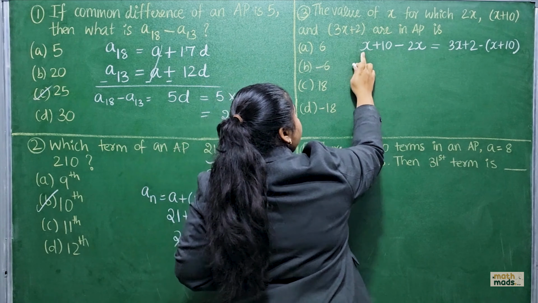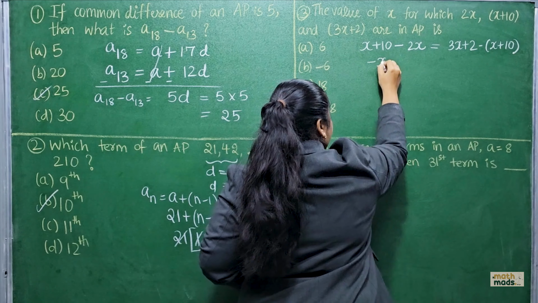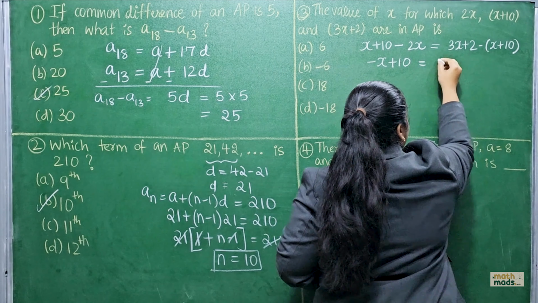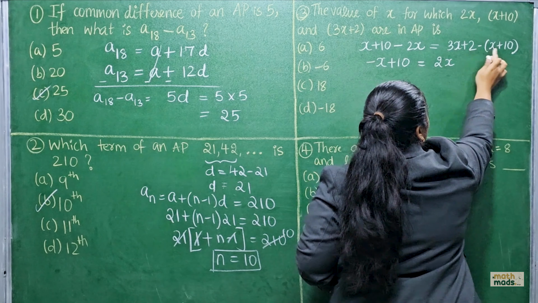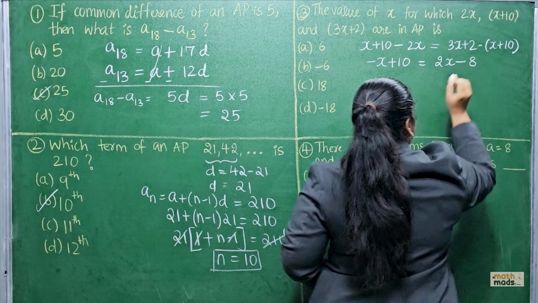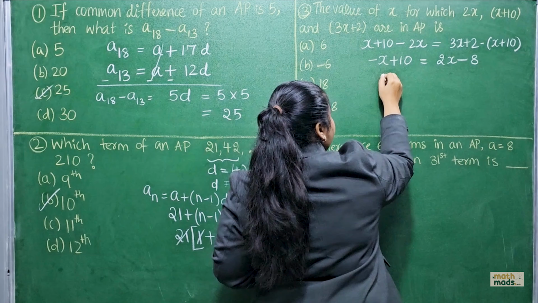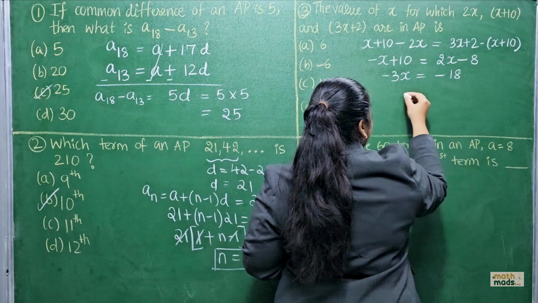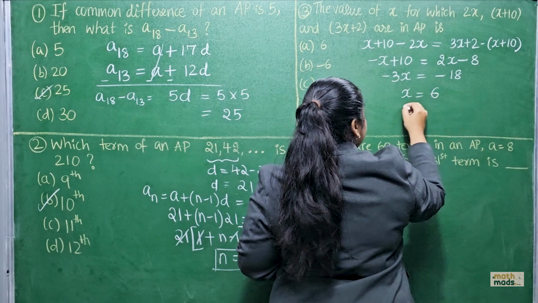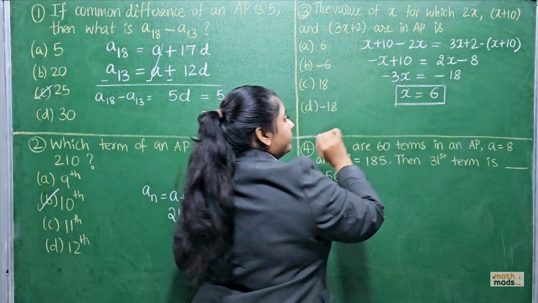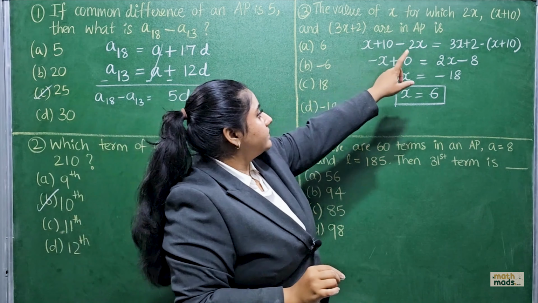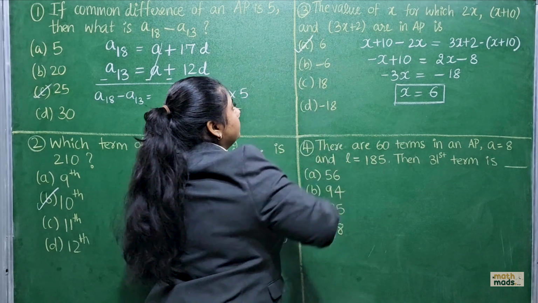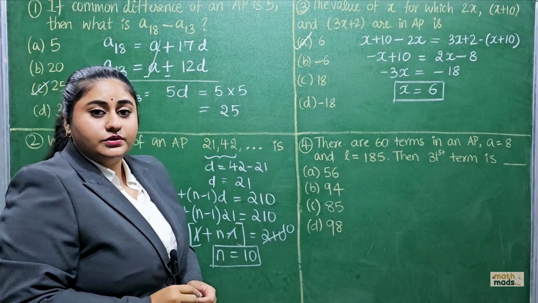Now let's solve this further. x minus 2x is minus x plus 10 is equal to 3x minus x is 2x, 2 minus 10 is minus 8. Now bring all the variables on one side. Minus 3x is equal to minus 18. So x will be equal to 6. So when the value of x is 6, these three terms 2x, x plus 10 and 3x plus 2 are in AP. So option A, x is equal to 6.